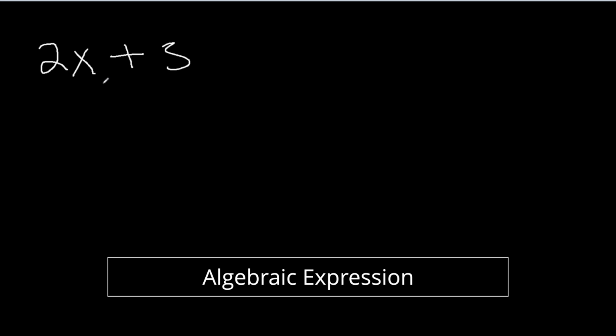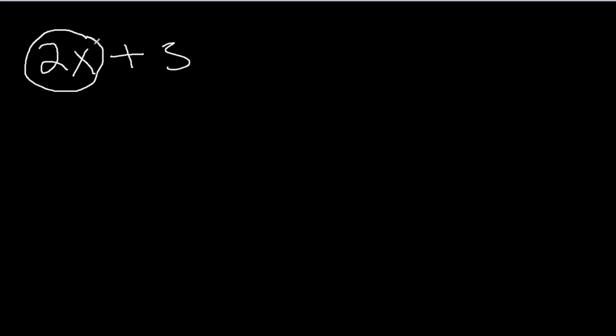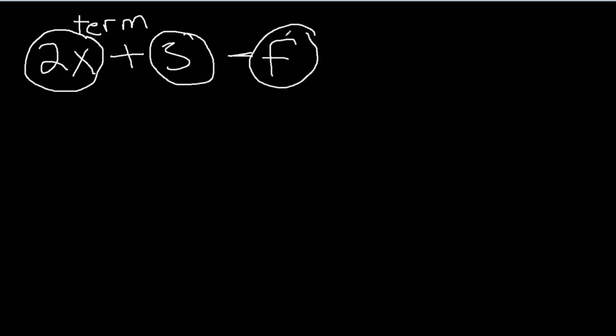Now, the terms are separated by pluses and minuses. So term 1 would be here. They're not really labeled term 1, but it's a term. So this is a term. This is another term, a 3. Now, if I had a minus f or something like that, this f would be another term. So there's 3 terms in this expression. So I just wanted to kind of point out some of that lingo.